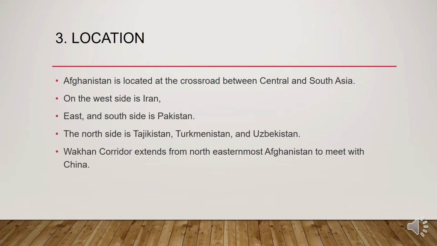Location of Afghanistan. Afghanistan is located at the crossroads between Central Asia and South Asia. On the east and south side is Pakistan, on the west side is Iran, and on the north side are Turkmenistan, Tajikistan, and Uzbekistan. The Wakhan corridor extends to the north and east side of Afghanistan and connects with the China border.